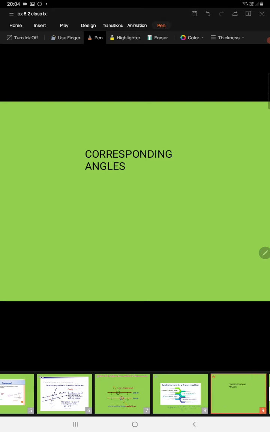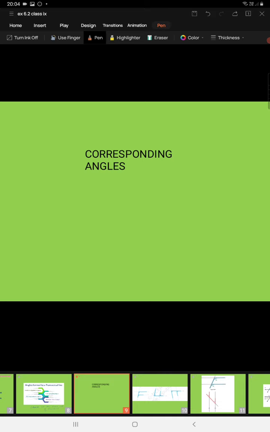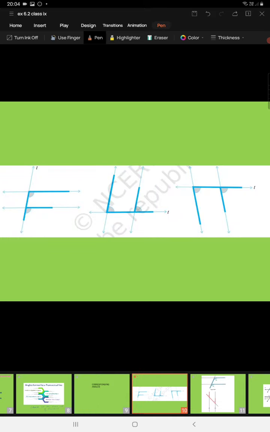First of all, we will deal with the recognition of corresponding angles, how we can identify them. Corresponding angles give the idea of the alphabet F. If you see this figure, I took this figure from your class 7th book. You all have studied this in your class 7. I just want to recall all the topics. So the alphabet F is formed here.